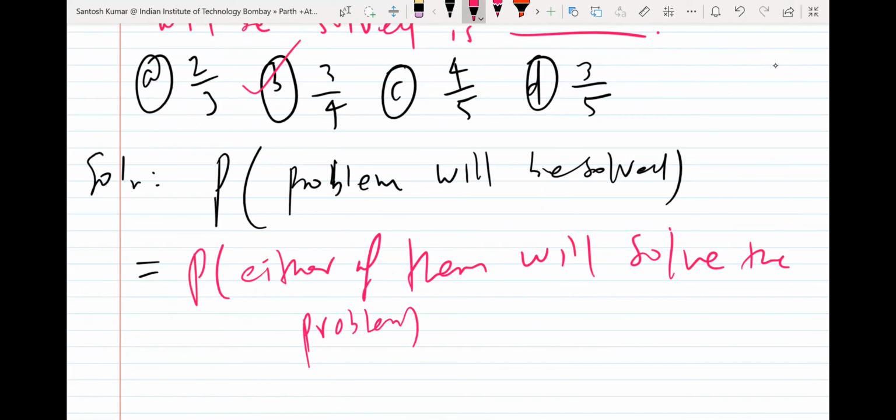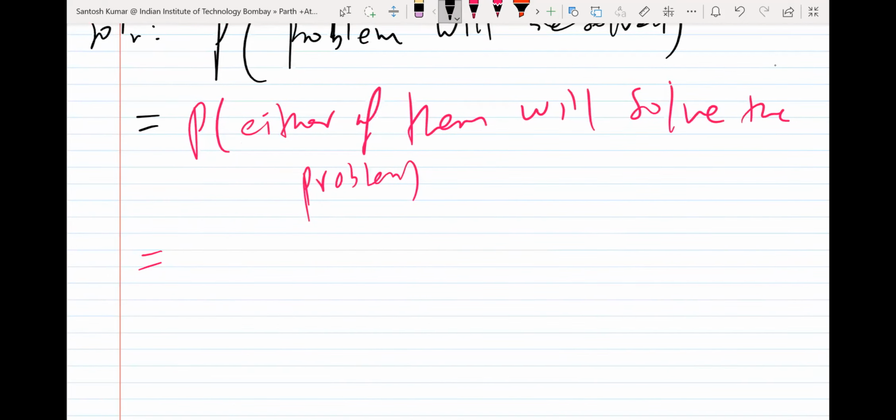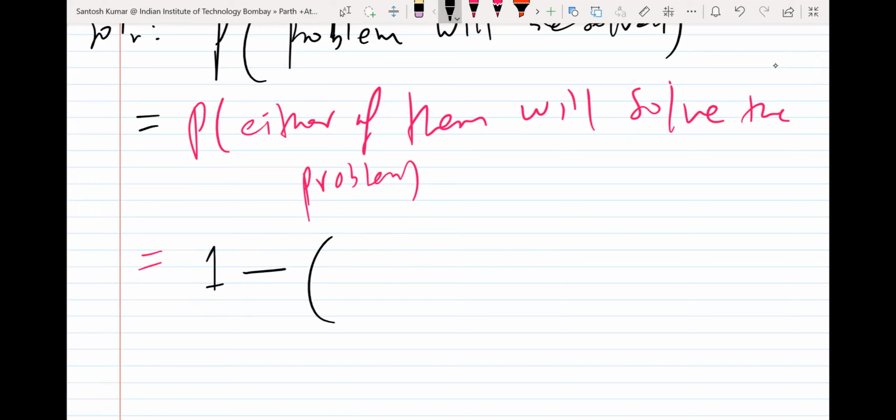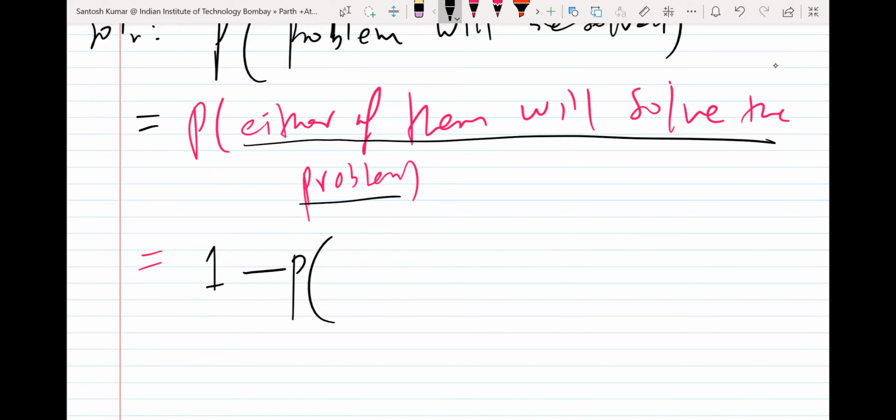Solving directly is again a difficult task and will take more time. Indirectly, they ask for A union B union C. Either A will solve or B will solve or C will solve, or two of them will solve, no problem, but the problem will be solved. Anyone solves, either two or three. So what will be the complement of that? If I write 1 minus, what will be the complement of this statement? Either of them will solve the problem. So what will be the complement?